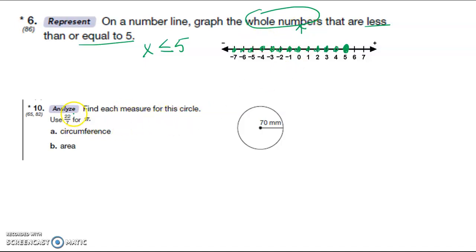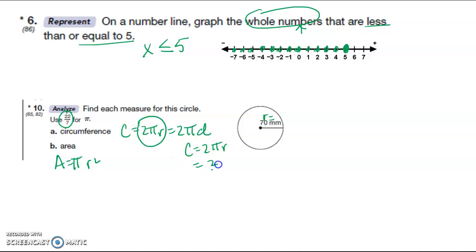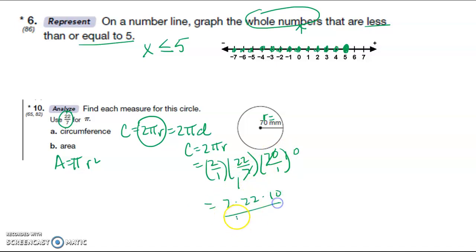For each measure of the circle, use this for pi. For circumference, I always write the formula first. And area. So r is equal to 40. I'm sorry, 70. Circumference, we're going to use this. So this is 2 over 1 times 22 over 7 times 70 over 1. I can reduce this. So I have 2 times 22 times 10 over 1 times 1 times 1, which is 440 millimeters.